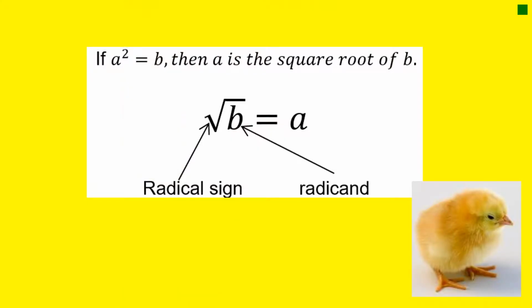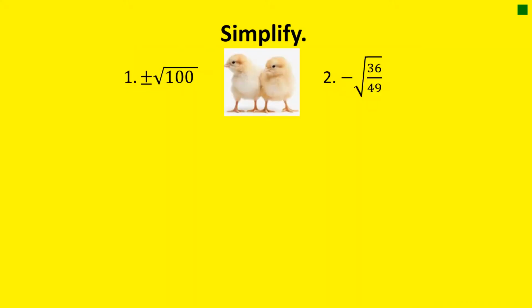And here we go. If a squared equals b, then a is the square root of b. Okay, this thing right here is known as a radical. Most of you call it a square root. That's because when there's no number here, we assume that it's a square root. You're going to learn about other kinds of roots next year in Algebra 2. But for right now, we're going to call it the radical. The thing underneath is called the radicand.